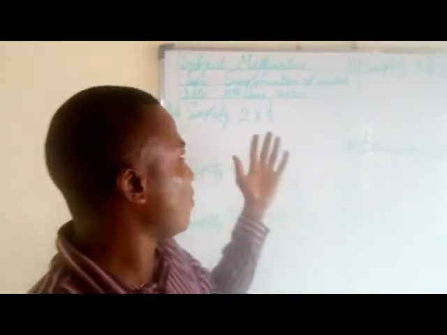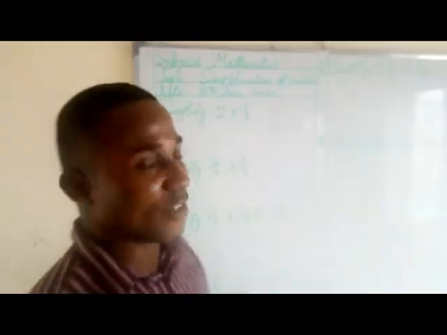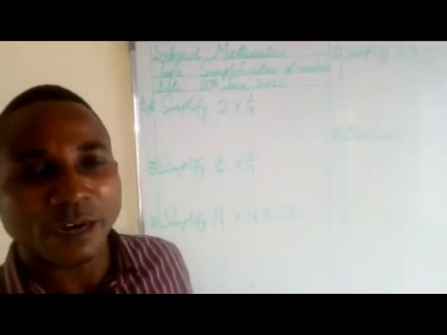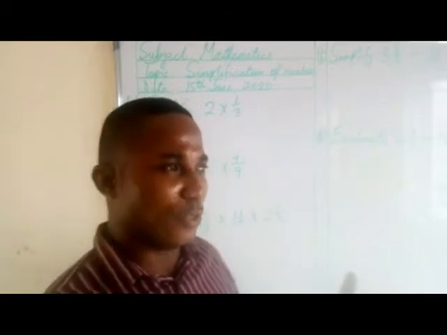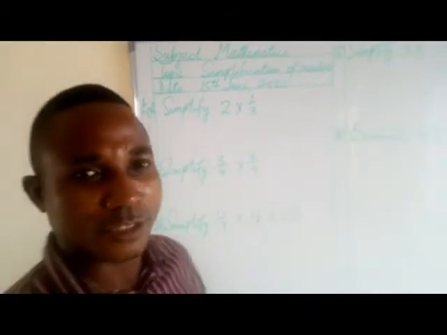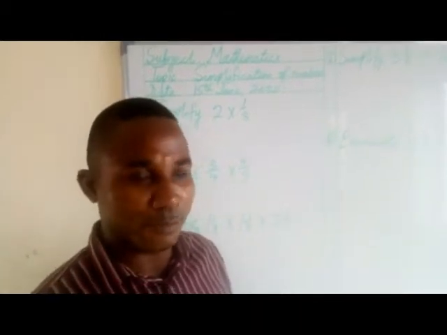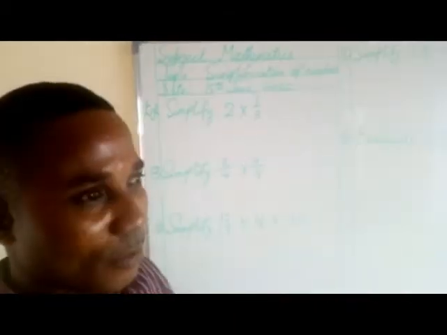We're going to look at the topic simplification of numbers. In the previous classes, we have learned about fractions, how to change from improper fraction to mixed numbers, and also to change from mixed number to improper fraction. So we're going to continue from there.